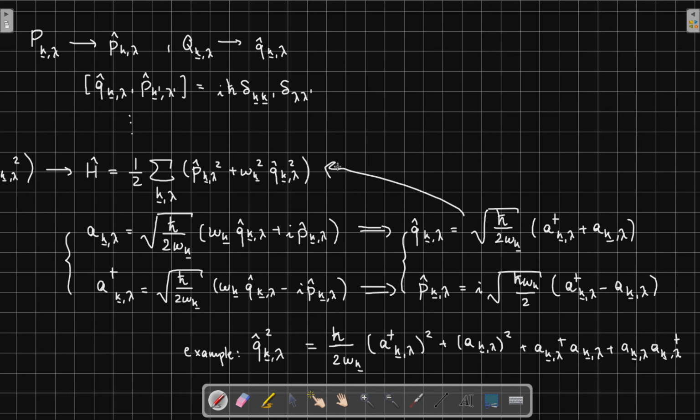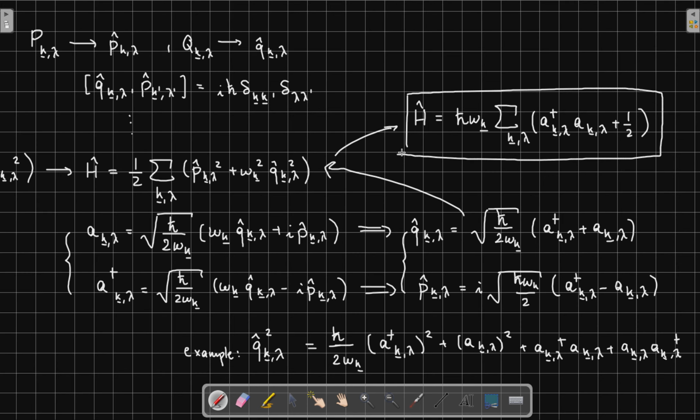Okay, but if I plug these into here, do some algebra, I will end up with a new Hamiltonian given by the very familiar expression, sum over k, λ of ħω_k (a†_kλ a_kλ + 1/2). There you go. We've essentially quantized the classical Hamiltonian of electromagnetic radiation, and we've quantized it to a harmonic oscillator. We're really done here. There's not much else to do.